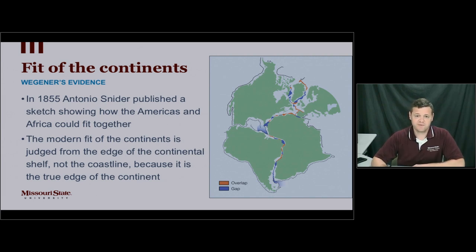If you splice the continents back together using the edge of the continent, not the coastline, but the geologic edge of the continent, then their fit is something around 95%. There's a little bit of overlapping and gap, but overall the fit of the continents is surprisingly well preserved considering it's been 250 million years since they were torn apart.